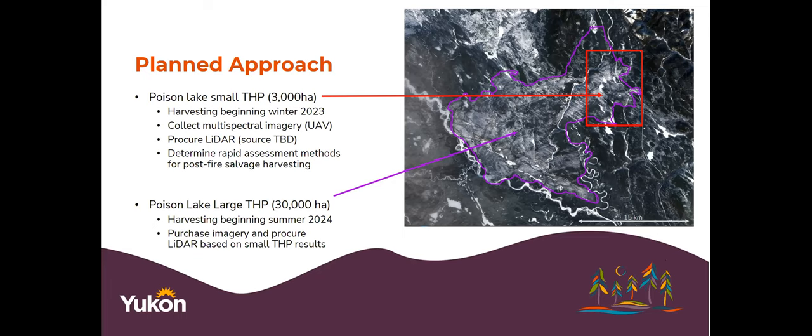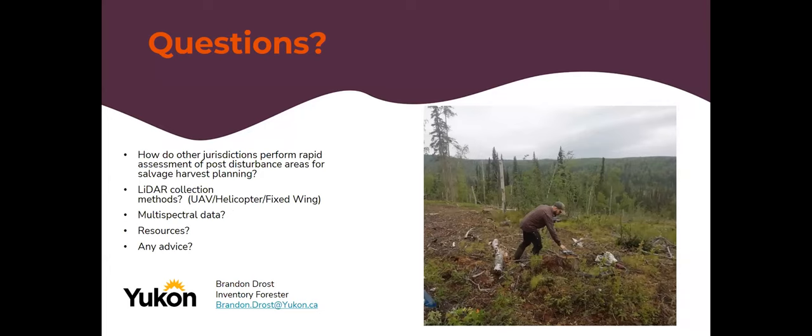So in saying all that, my questions: how do other folks perform rapid assessment of post-disturbance areas for salvage harvest? Has anyone done it? Is it successful? Is it a challenge? Are there resources that I don't know about? I'm open to hearing what others have to say.